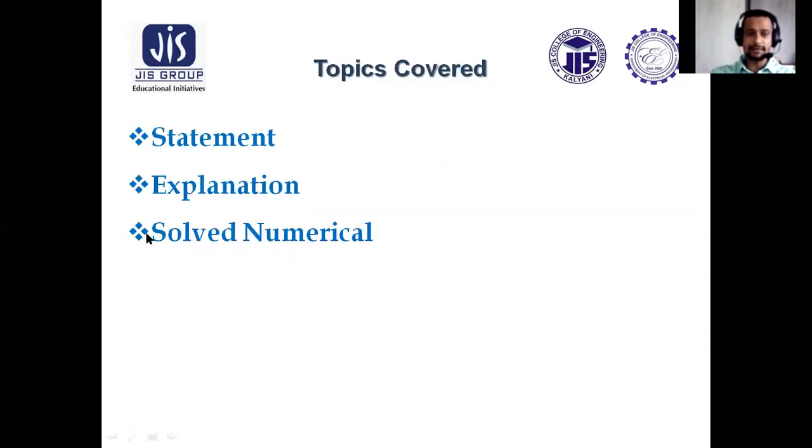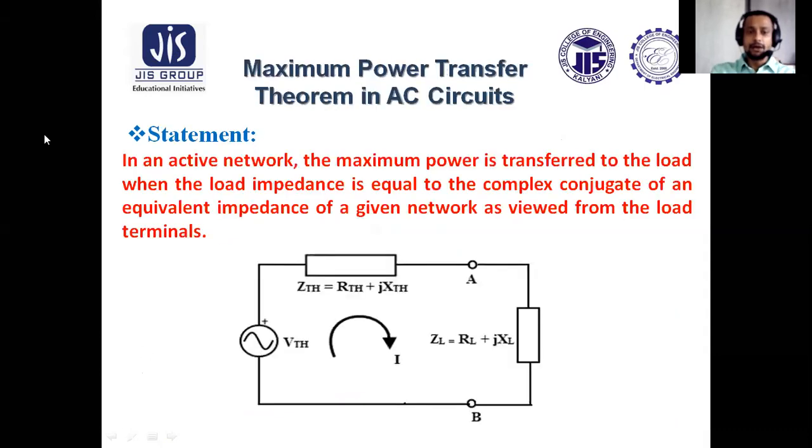So today we'll be discussing the maximum power transfer theorem, its statement, explanation, and solving numericals. So what does the maximum power transfer theorem say? In an active network, maximum power is transferred to the load side when the load impedance is equal to the complex conjugate of the equivalent impedance of the given network as viewed from the load terminals.